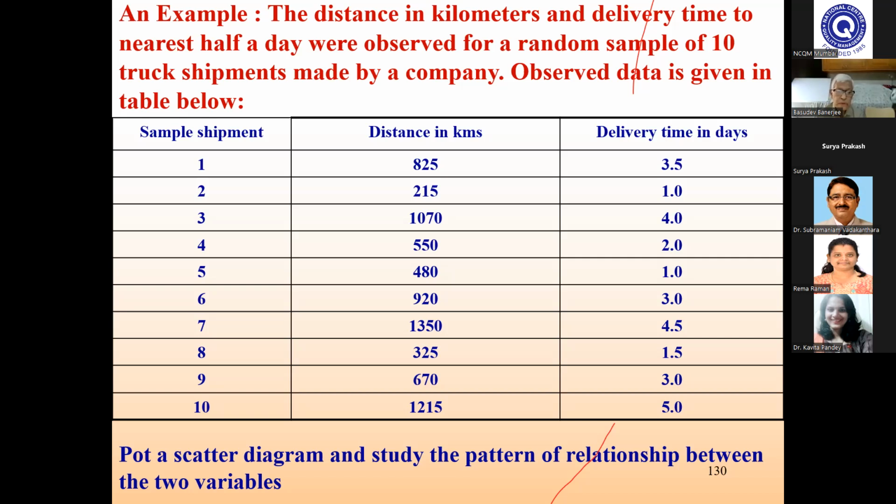The delivery is dependent on the distance. So on the x-axis you take the distance, that is the independent variable. Delivery time will depend on this. So y is your delivery time and x is your distance in kilometers. On the x-axis you take the distance in kilometers and on the y-axis the delivery time.